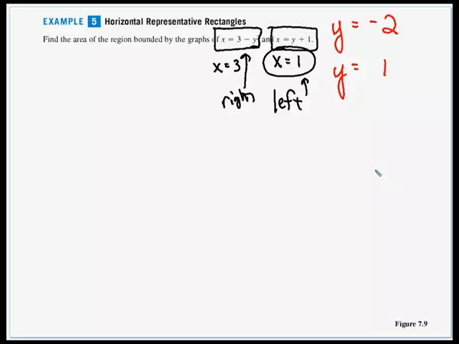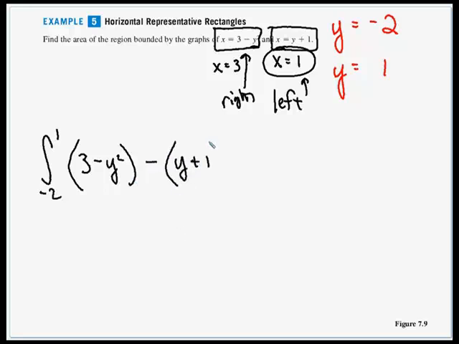So let's set up our integral. We're going to have a definite integral from the y values we found here, from negative 2 to 1. And then we want to do right curve minus left curve. So our right curve is 3 minus y squared, minus our left curve, y plus 1. And we are integrating with respect to y. So let's distribute the negative and collect up any like terms, from negative 2 to 1.